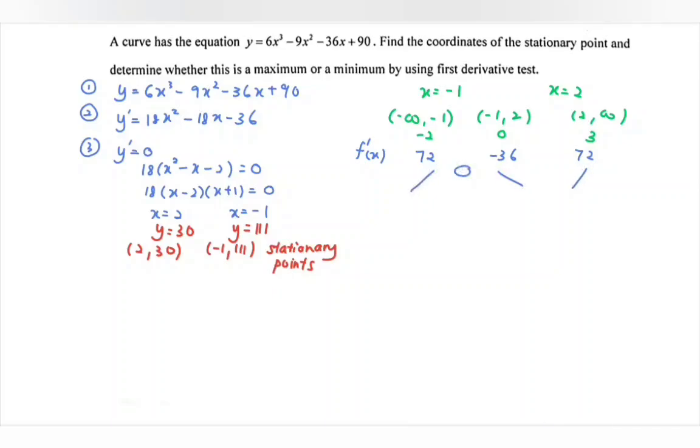So this part we will consider as the maximum point, which is (negative 1, 111). For this part we will consider as the minimum point, for the situation (2, 30). So that is the situation.